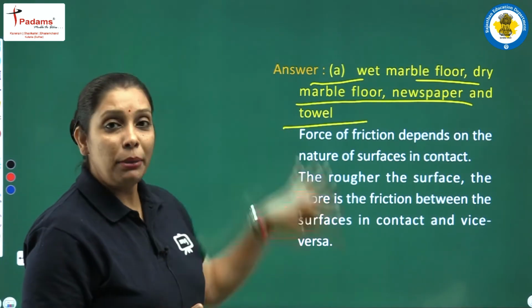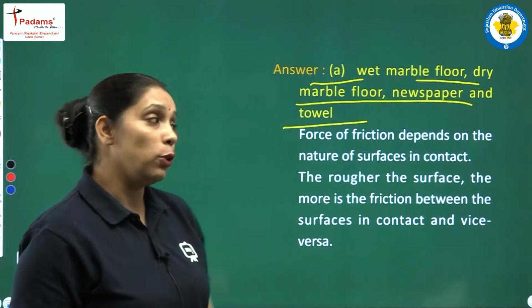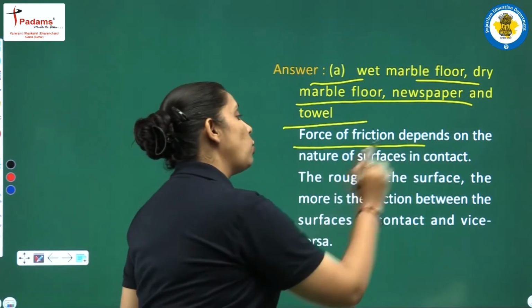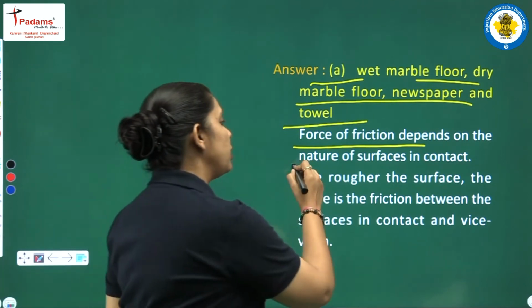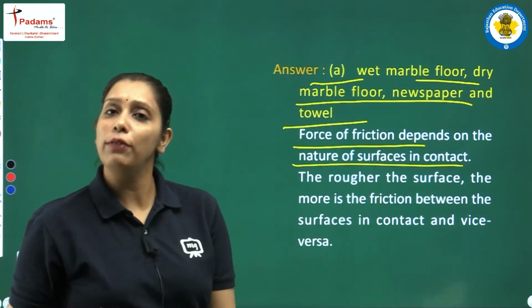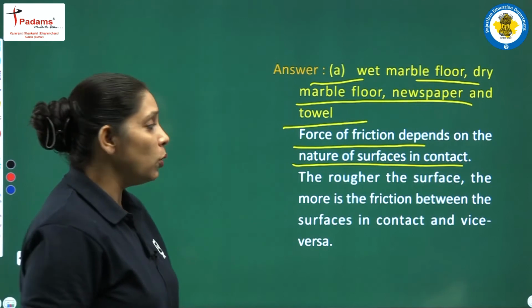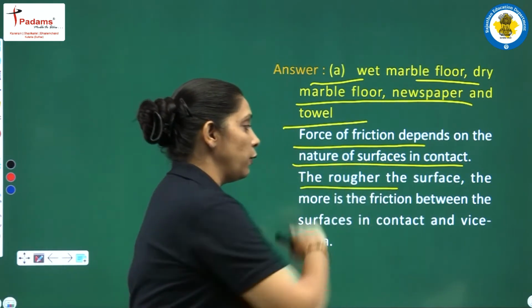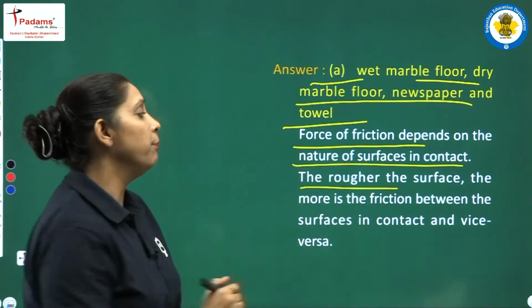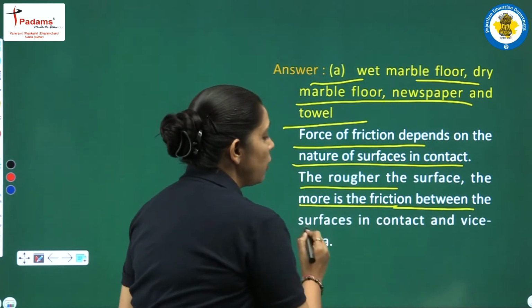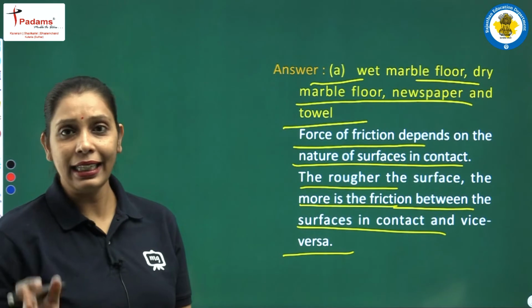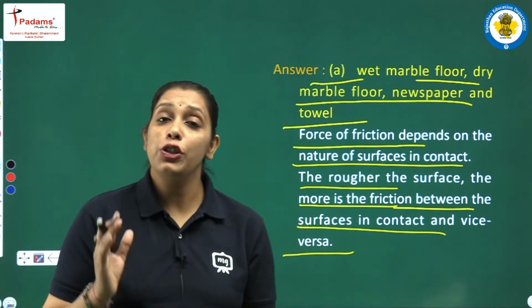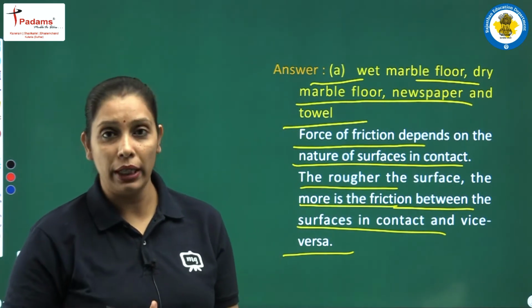Force of friction always depends upon the nature of the surface, that we just filled in the blanks, isn't it? So the rougher the surface, the more is the friction between the surfaces in contact and vice versa. Is that clear? And that's why we chose option 1.